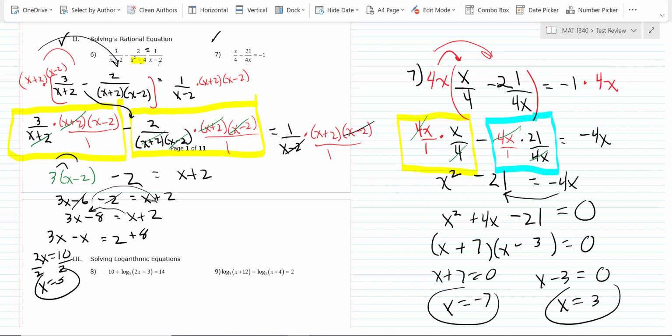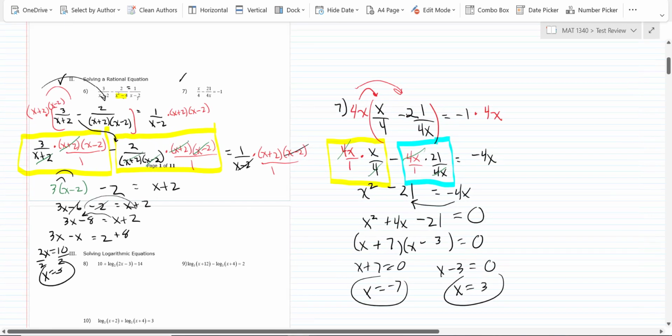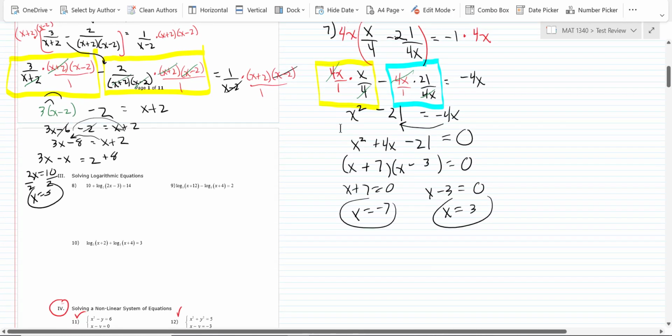Okay, so that's what we call a rational equation. Be prepared to do one rational equation on the final. Which one's it going to be like? I don't know. It'll just be a rational equation. So the idea is to be able to solve that kind of situation.